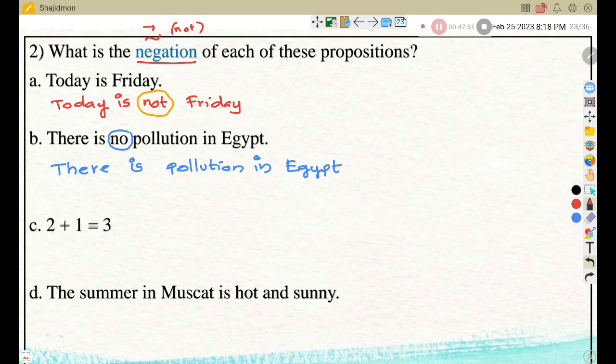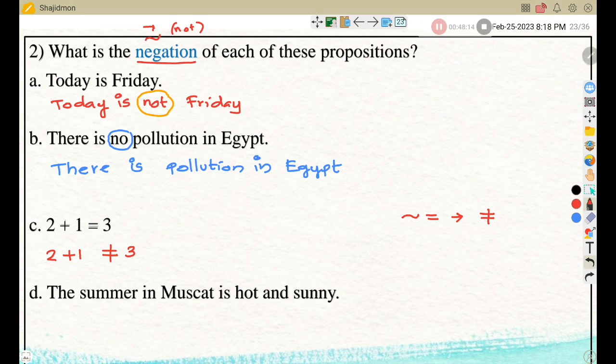Okay, now next one, 2 plus 1 equal to 3, correct? What is the negation of that one? So we can write 2 plus 1 not equal to 3. We can write the negation of equal to as not equal. So 2 plus 1 not equal to 3 is the negation of that statement.